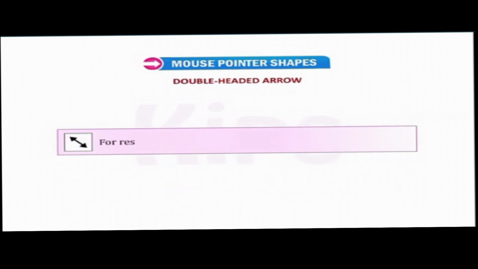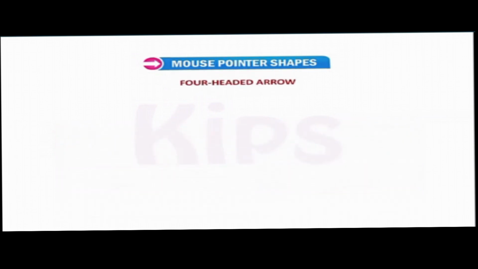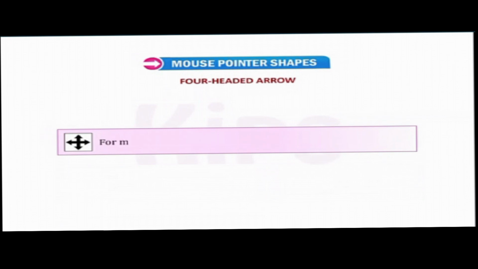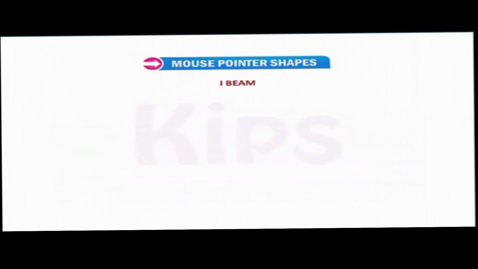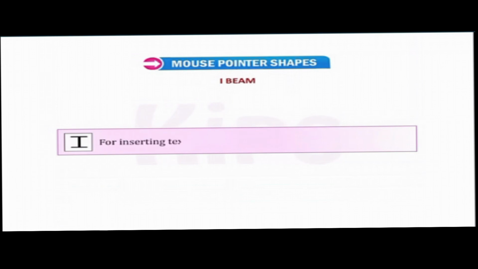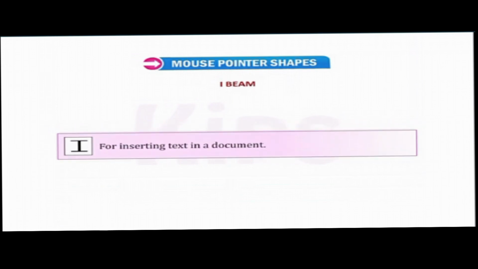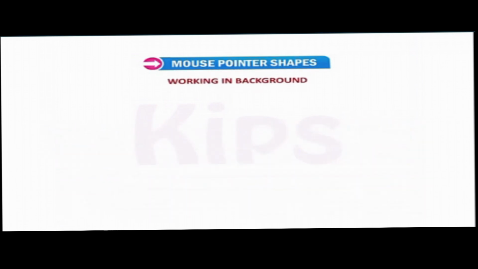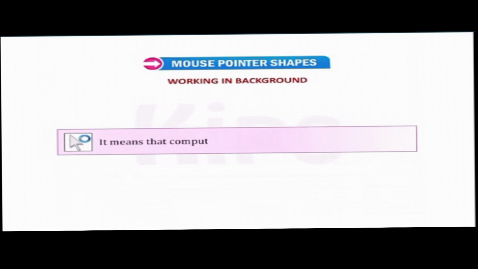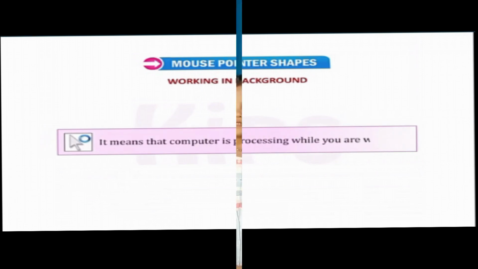Double-headed arrow. For resizing the window or pictures. Four-headed arrow for moving pictures and toolbars. I-beam for inserting text in a document. Working in background. It means that computer is processing while you are working.